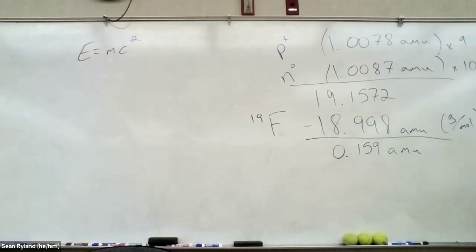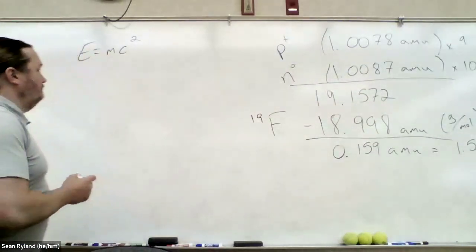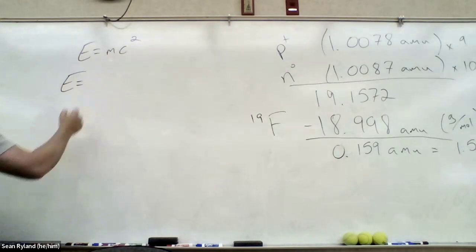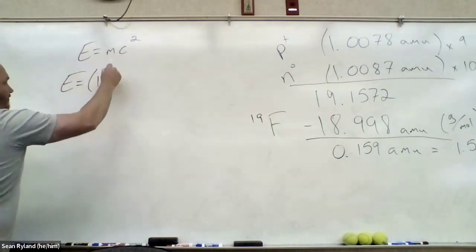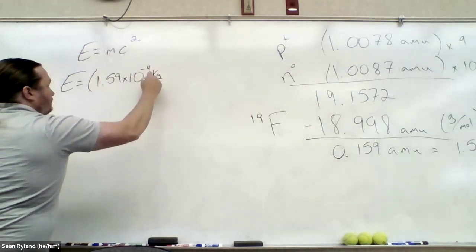Seems like a pretty small amount, measurable, but a pretty small number, right? Especially once we put it into kilograms per mole. So that's going to be 1.59 times 10 to the minus 4 kilograms per mole. We just divide this by 1,000. So if we plug that in, 1.59 times 10 to the minus 4 kilograms per mole.